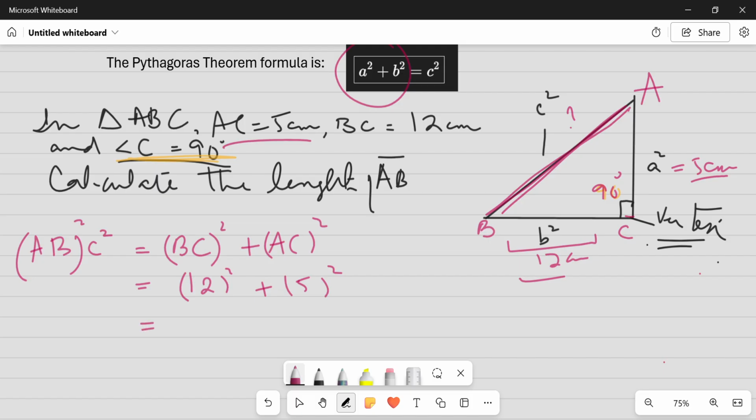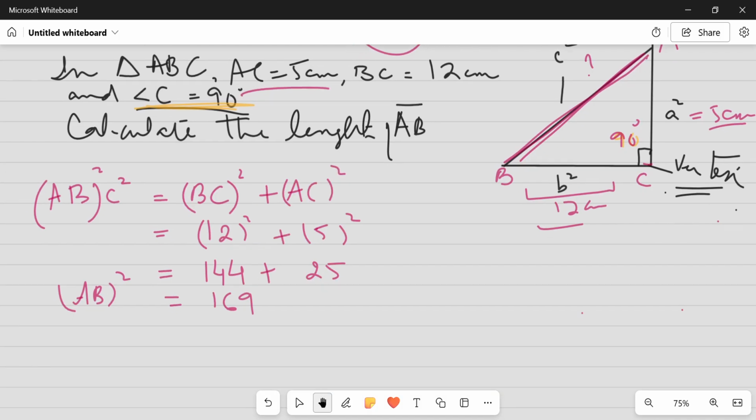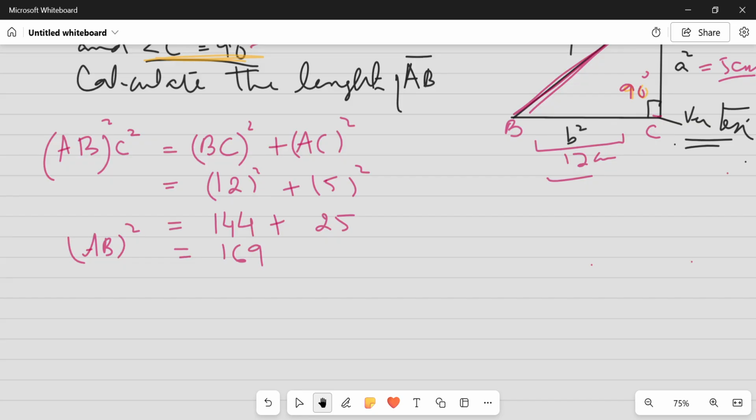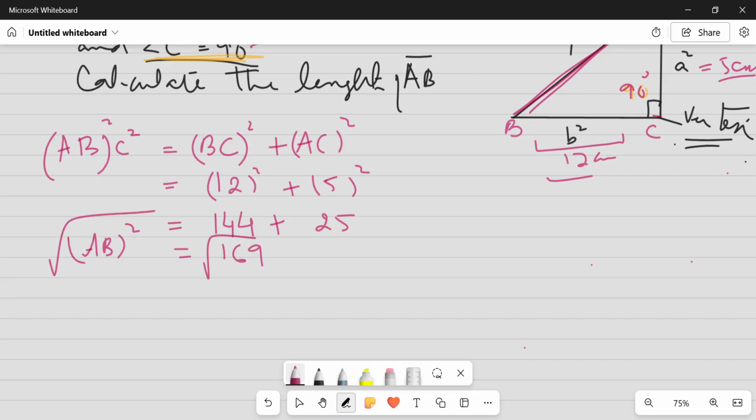So 12 into 12 gives you 144, plus 5 fives are 25. When we add it, it gives you 169. But here 169 is the value of AB square, and you need only AB. You need to remove this square. What is the opposite of square? The opposite of square is square root, right? So you need to take the square root on both sides.